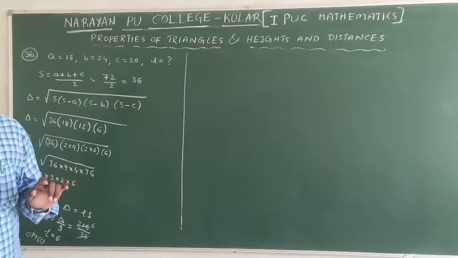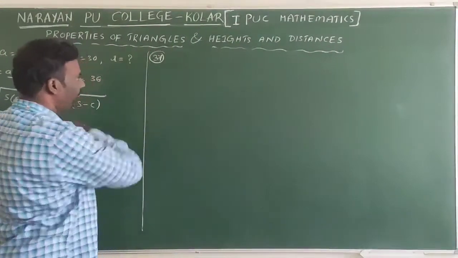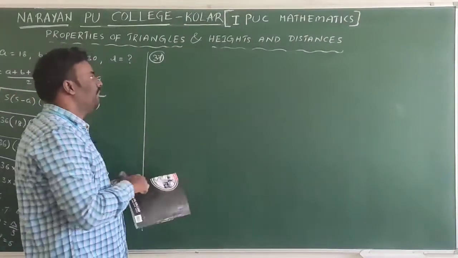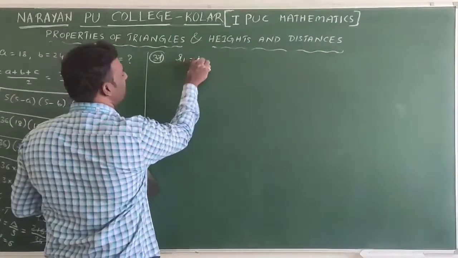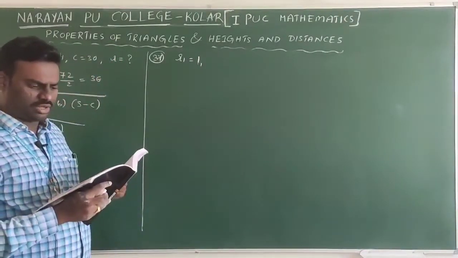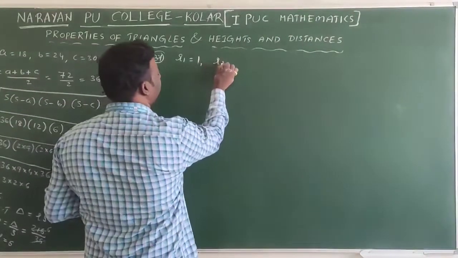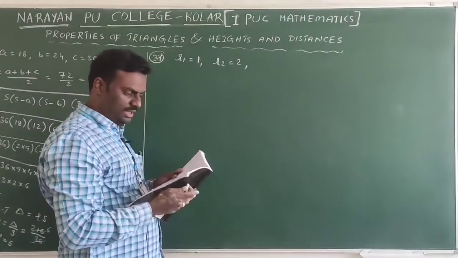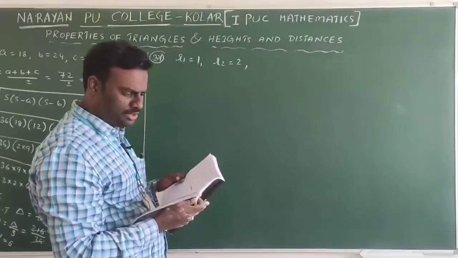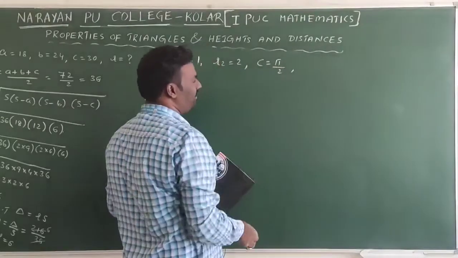Next, question 37. In question 37, they have given in triangle ABC, R1 is equal to 1. Next, R2 equals 2. And they have given C equals pi by 2. Then find delta.